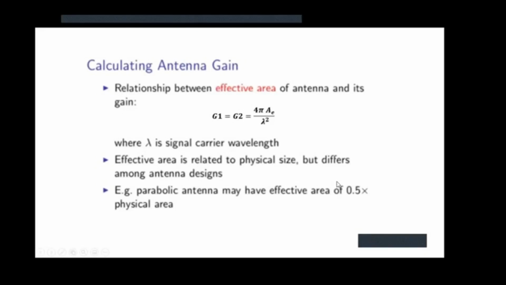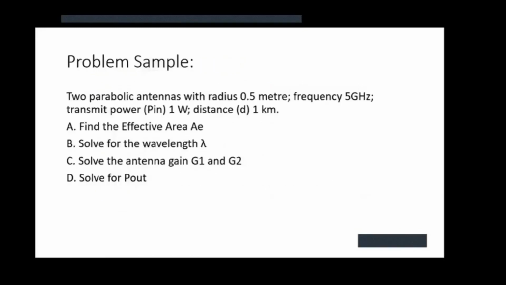Okay. So let us move to another slide. So we have a sample problem here. We have two parabolic antennas with radius of 0.5 meters, operating frequency of 5 gigahertz and transmit power of 1 watt, and distance between the two antennas is 1 kilometer. So these are the parameters we'll be using to compute for the following. So let us find the effective area, solve for the wavelength, solve for the antenna gain 1 and 2, and solve for the output finally.